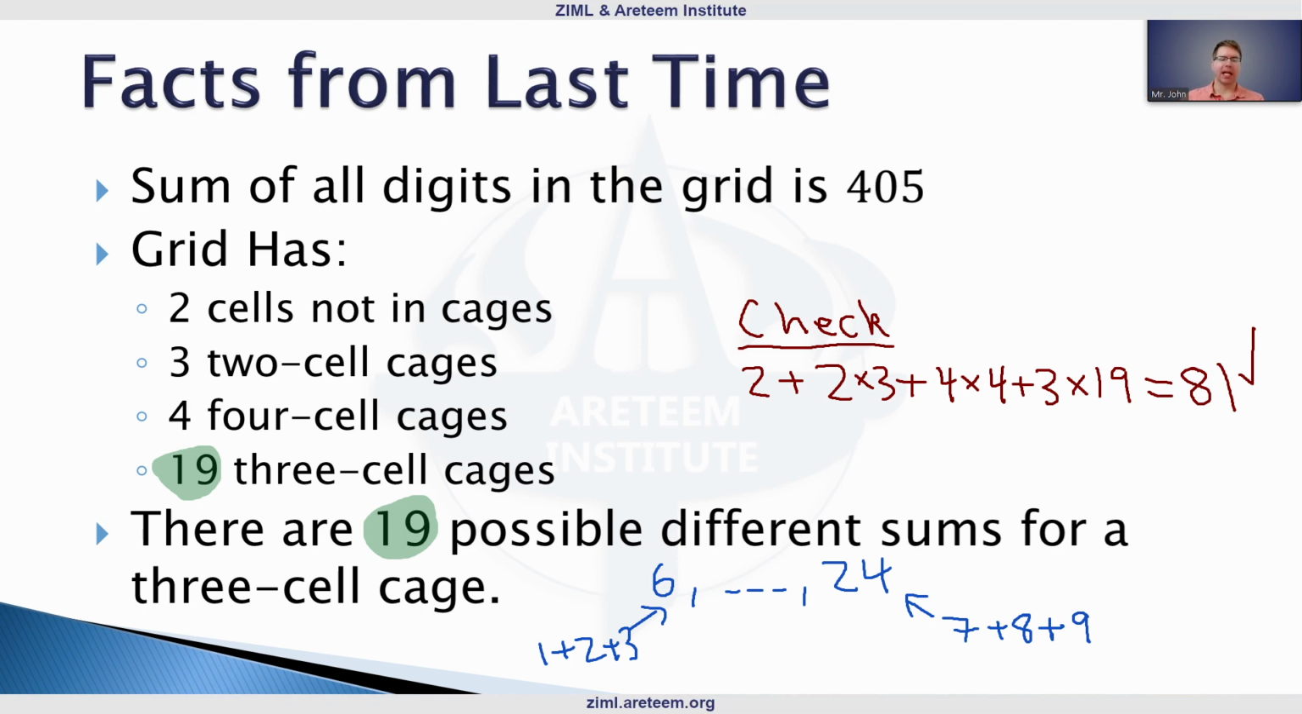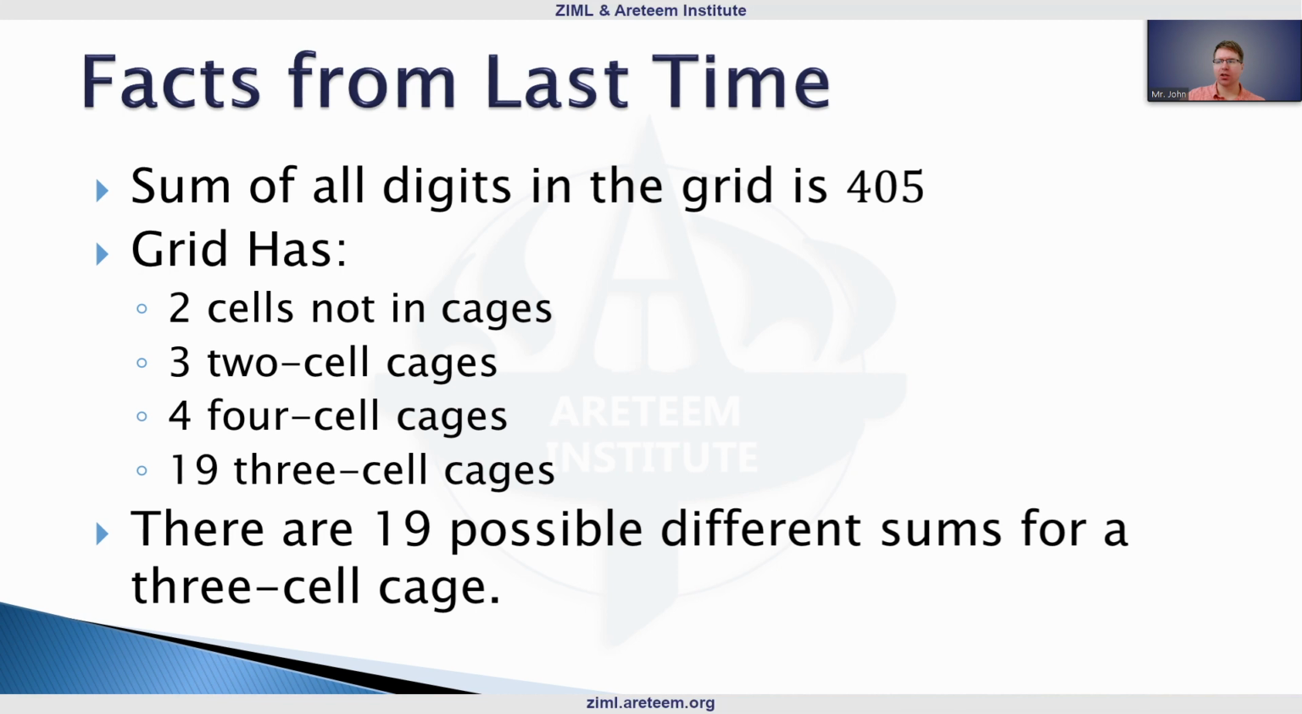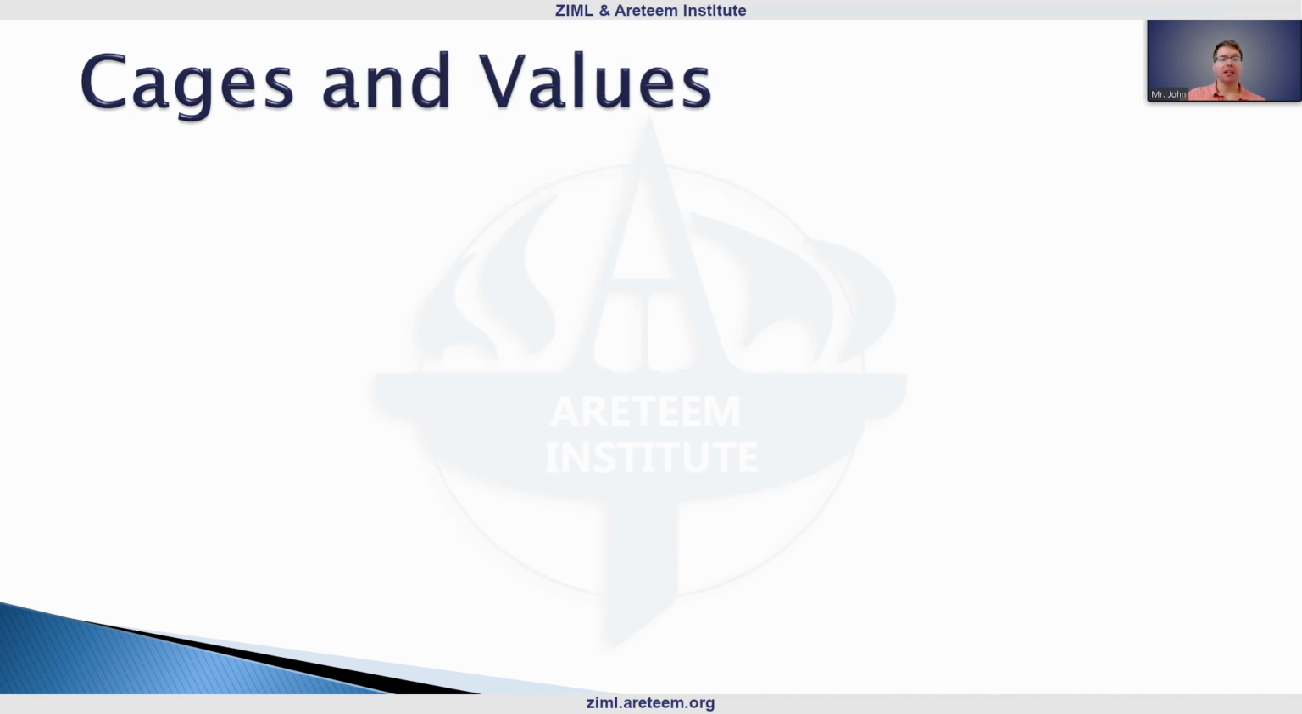One 3-cell cage is a sum of 6, one is a sum of 7, all the way up to 24. Now, let's start doing the math of these sums. So, our 3-cell cages, right? We have 19 of those. We just got done mentioning that these are 6 up to 24.